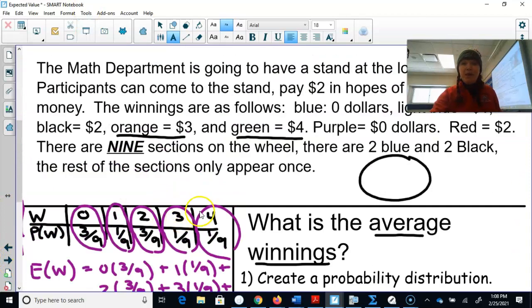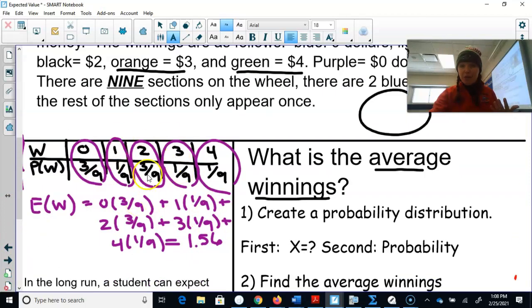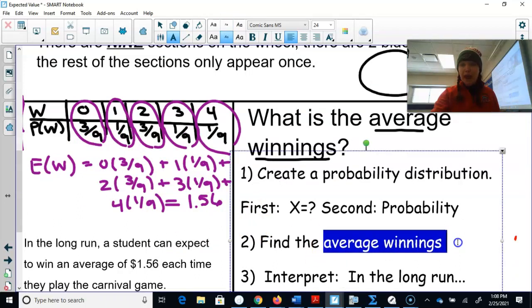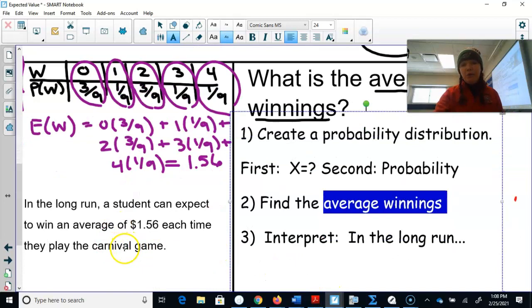What should we have learned from here? How to set up a probability distribution. You are going to have to be able to do that in your homework. How to find the expected value, the average winnings. Those are synonymous. So when you see expected value, that also means average. How to show our work by hand, but also how to use our graphing calculator to get that as well. And then also how to interpret it.